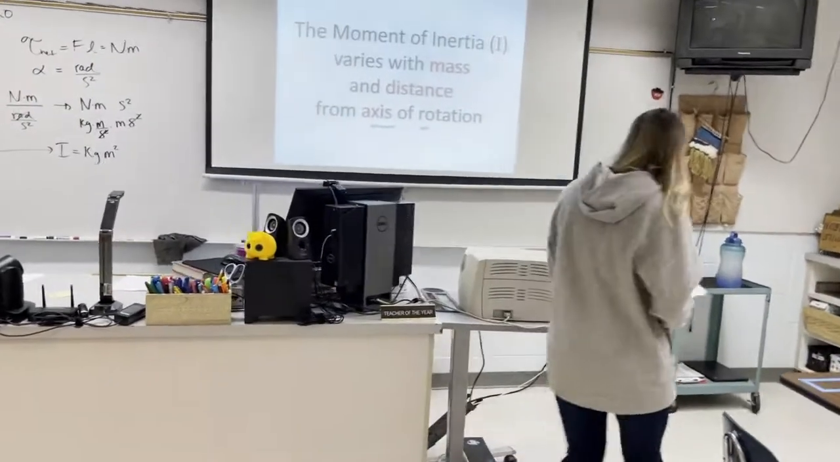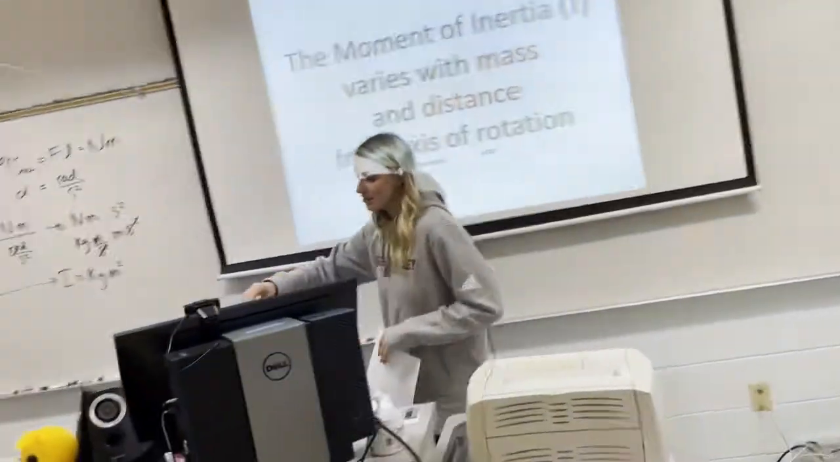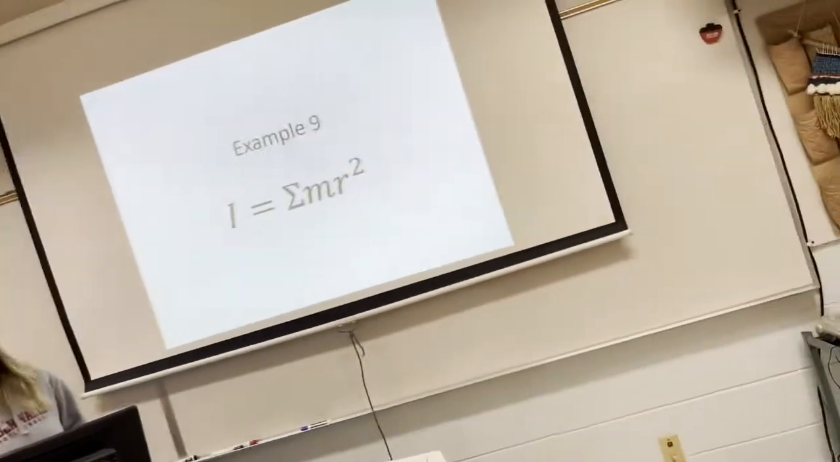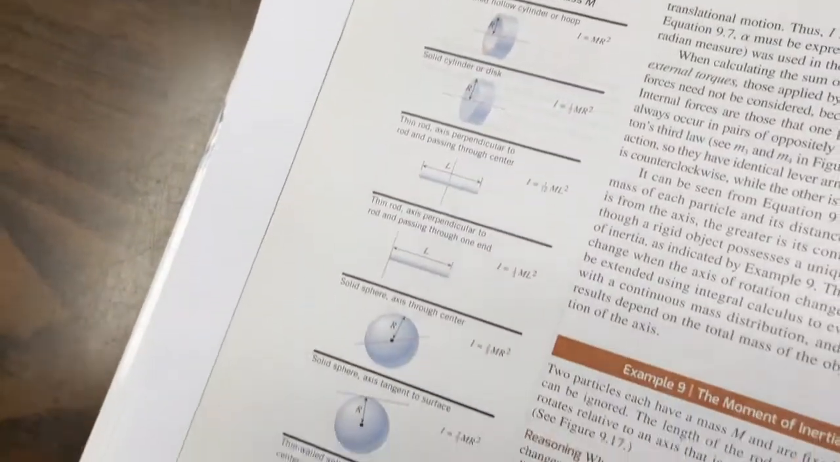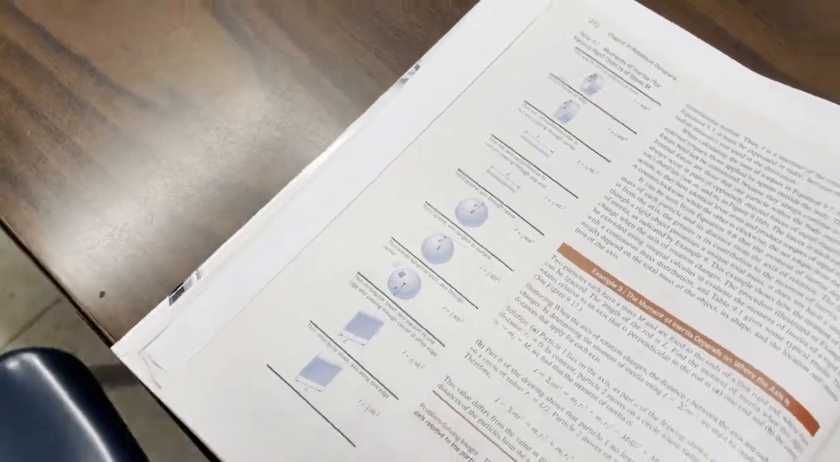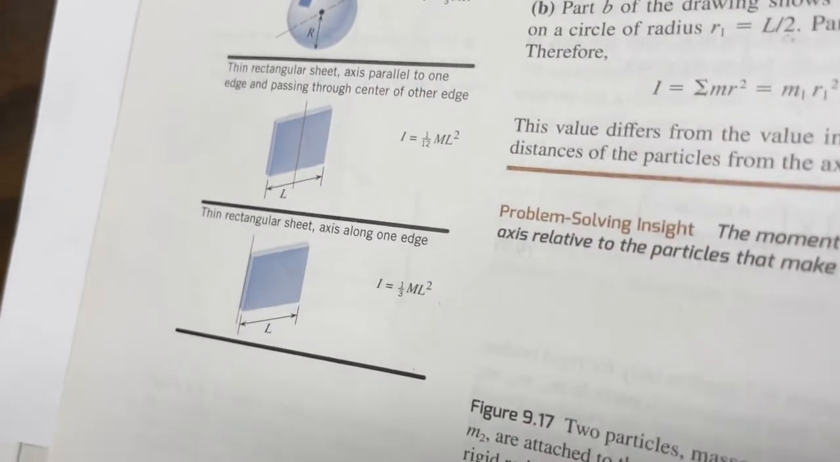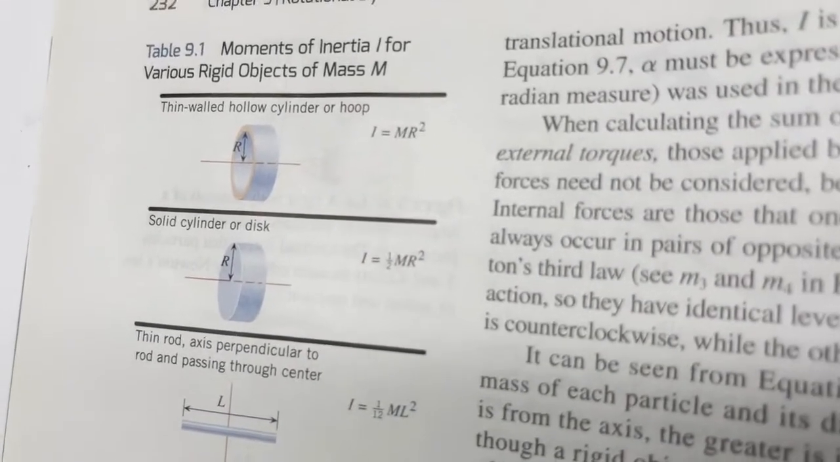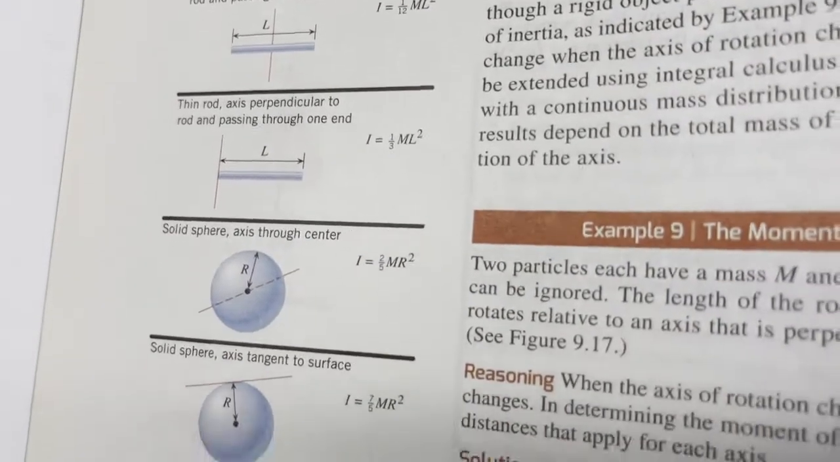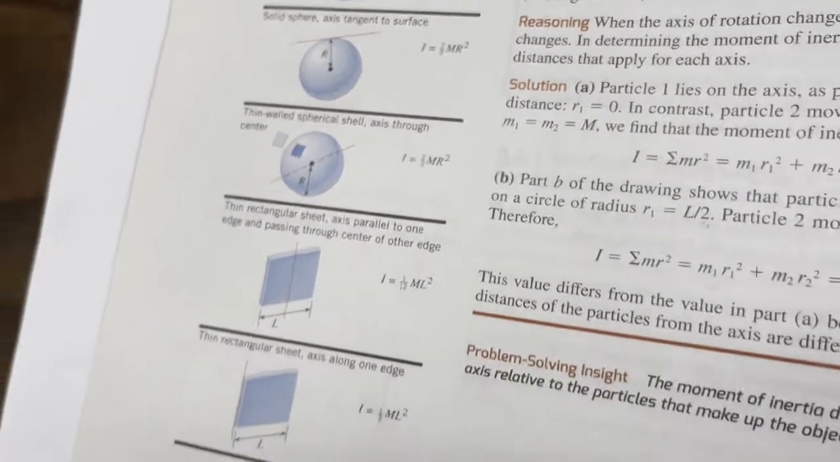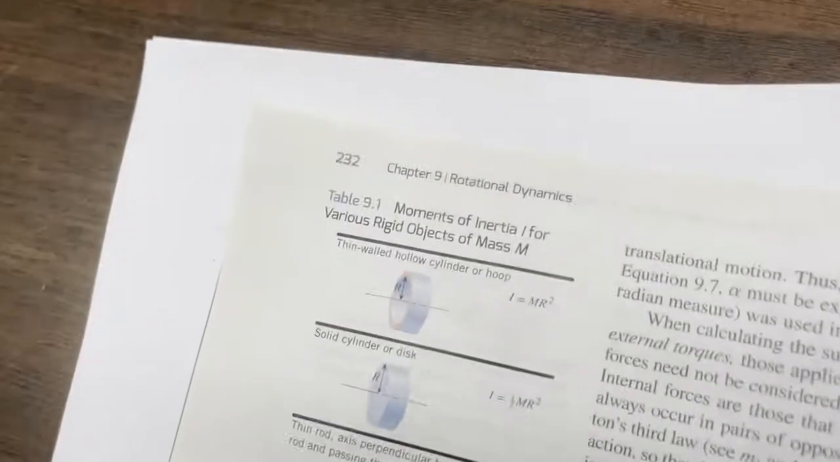Oh, actually, our next slide is still in the book. What we've got here is a bunch of different objects, and you can open your book and look at the difference. What's the same each time is mr squared, mr squared, mr squared. The only thing that's different is the fraction in front of each. Now, you won't have to memorize these. The only one you'll have to memorize is the first one, mr squared.